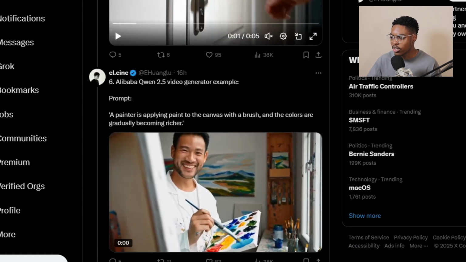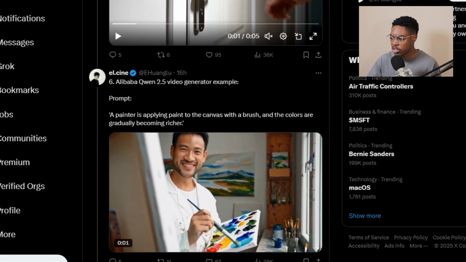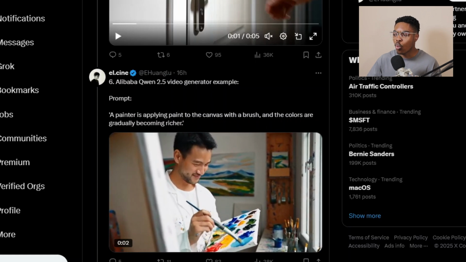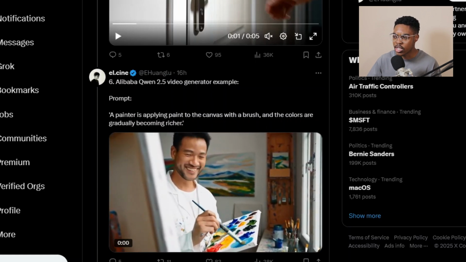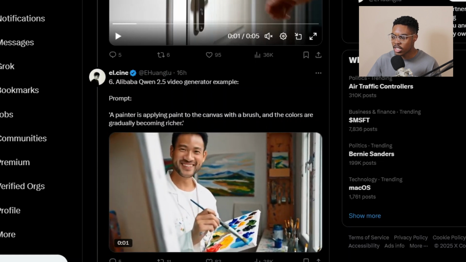The painter, it looks real though. This one looks very real. I won't lie, it looks very real. You wouldn't really know that it's AI. Where exactly would you look here? It's because everything is exactly the same.